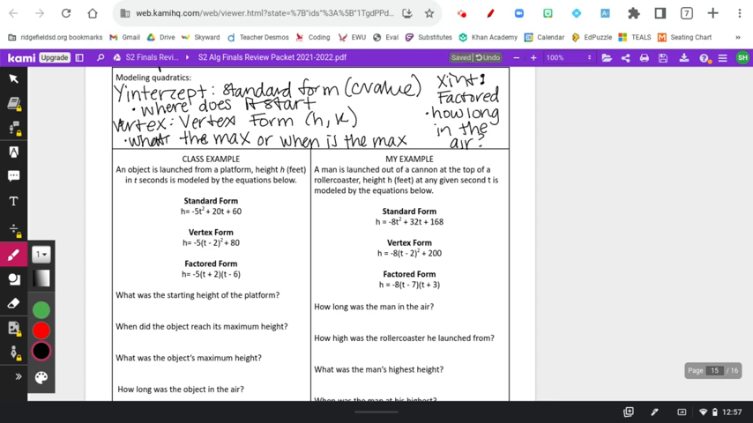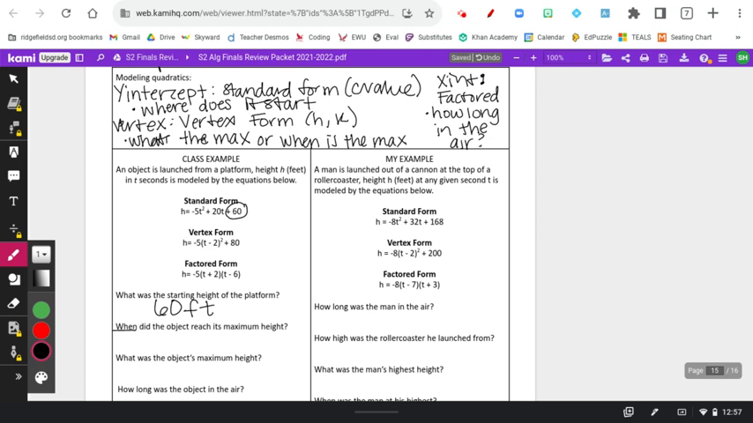So, what was the starting height of the platform? That is just like where does it start? So that means we're looking for our y-intercept from standard form, specifically the c value. In standard form, the c value is 60, so this means it's 60, and then our units are feet.